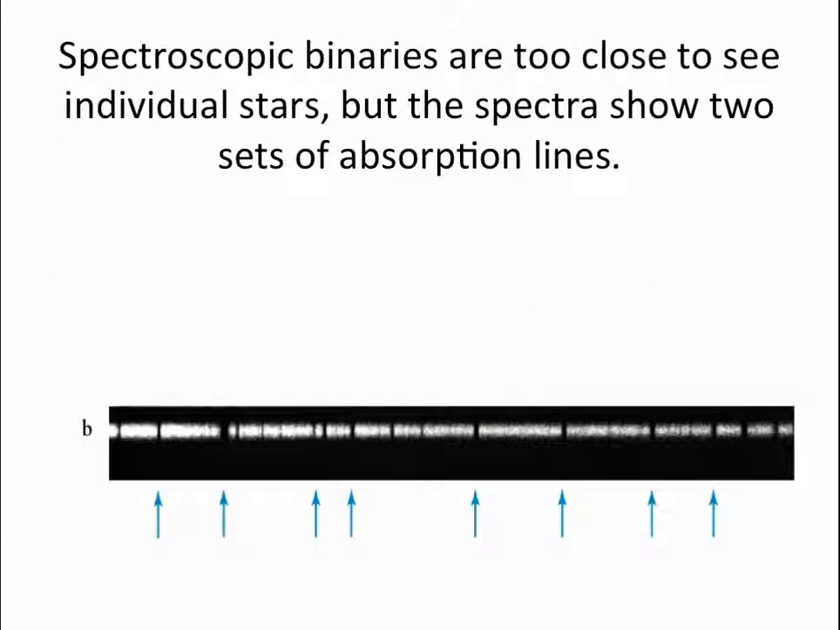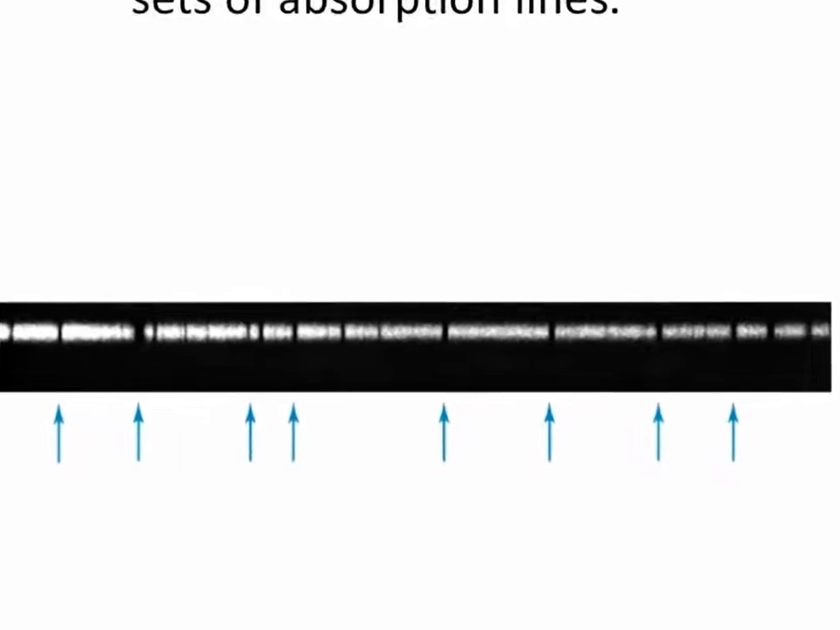Here's an example of some real data. Here is a spectroscopic binary star, and this spectrum that you're looking at now was taken at a time when the two stars were going left and right to our line of sight. They weren't getting closer, they weren't getting farther away, so that means there's no Doppler shift, and their spectral lines occur at the same wavelength. And the blue arrows here just point out some of the lines to watch.